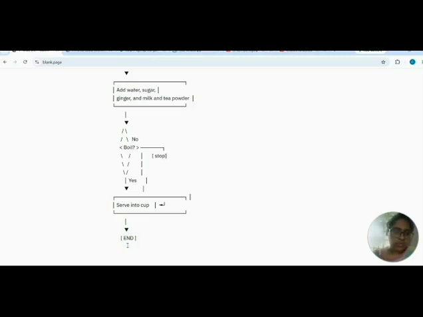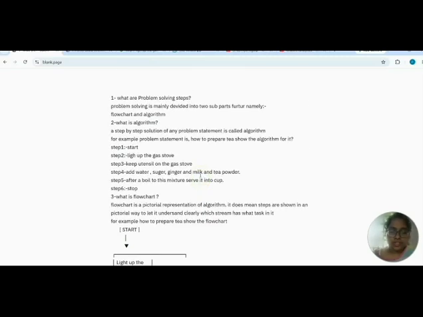That's it. This was enough for knowing what the problem solving steps are, in an algorithm and in a flowchart, and we may practice this in the next lecture.